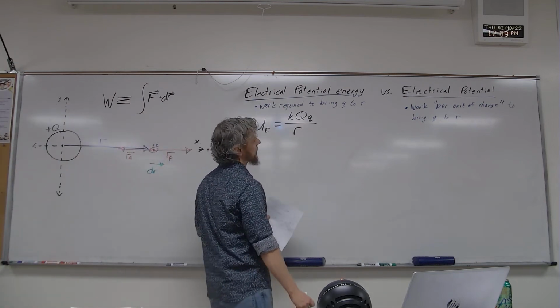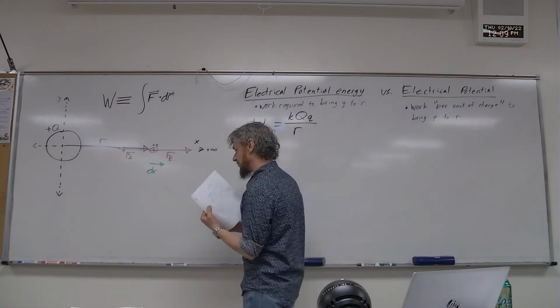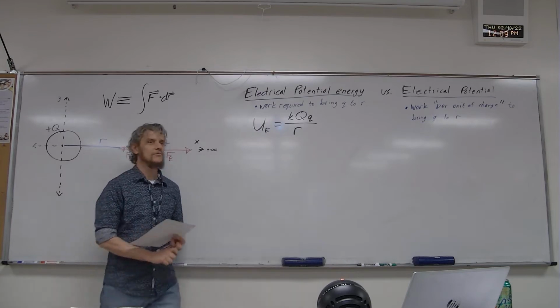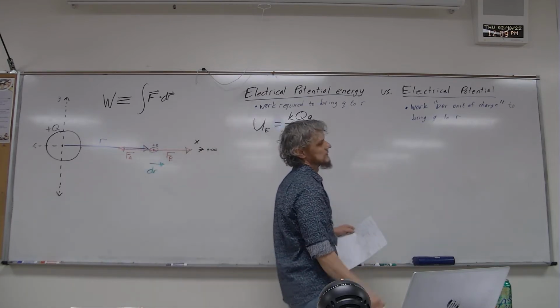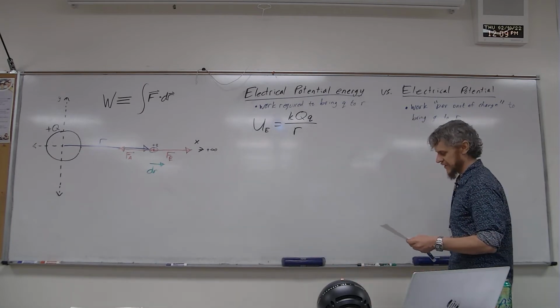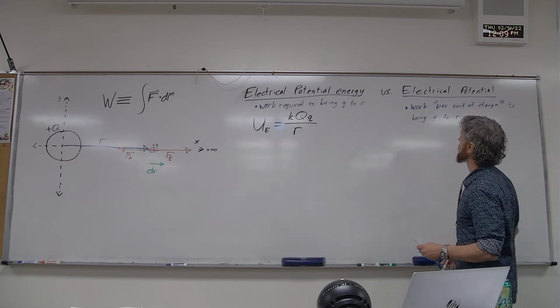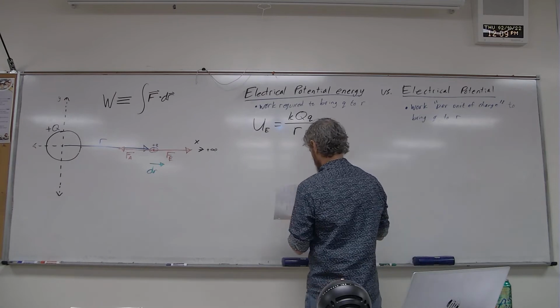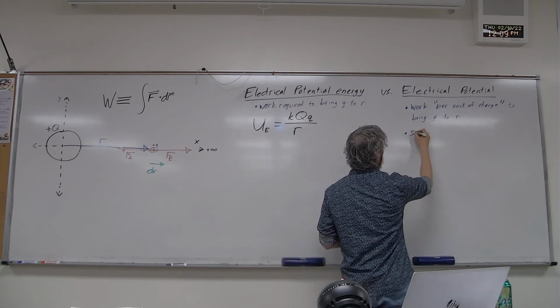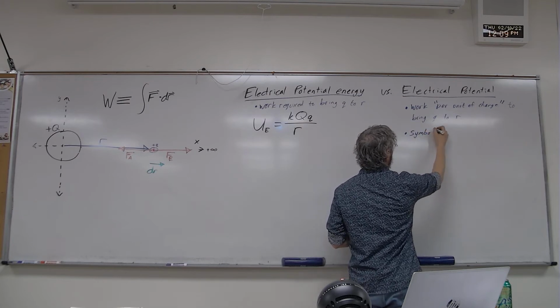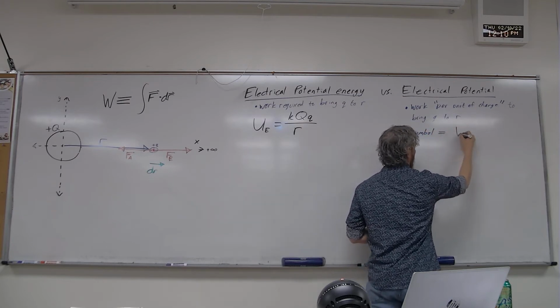All right. So this is the biggie, and you'll really see why when we get to circuits. We deal with potential. We don't deal with potential energy. Potential energy is not nearly as useful. Potential is much more useful. So let's talk about that a little more. The symbol for electric potential is what? Capital V.